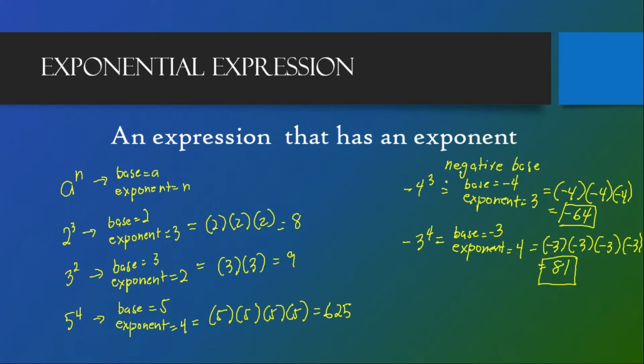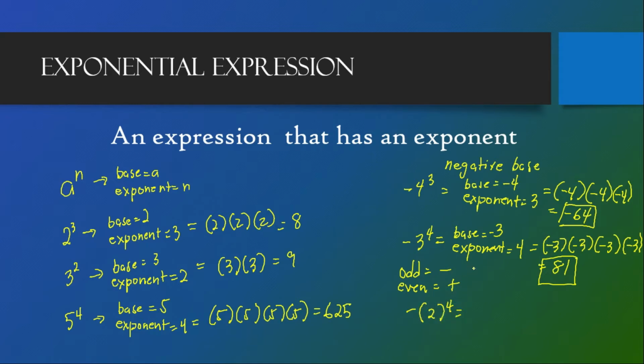Okay, tandaan nyo lang kapag negative yung sign, tapos yung ating exponent is odd, yung final answer natin will be negative. Kapag even naman, yung final answer natin will be positive. Okay, here's the tricky part. Paano, sir, kapag ganito? Negative parenthesis 2 raised to 4.